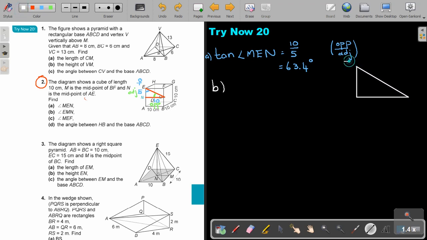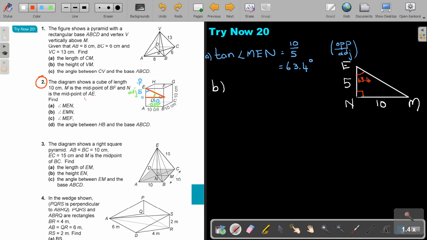So let's just, don't forget, that's E, that's N, and that's M. And that's 5, and that's 10. And now I have that this one there is 63.4. That one is 90. You don't have to work it out again by saying opposite over adjacent, swapping that too, and working with tan. But you can just say that this must all add up to 180.